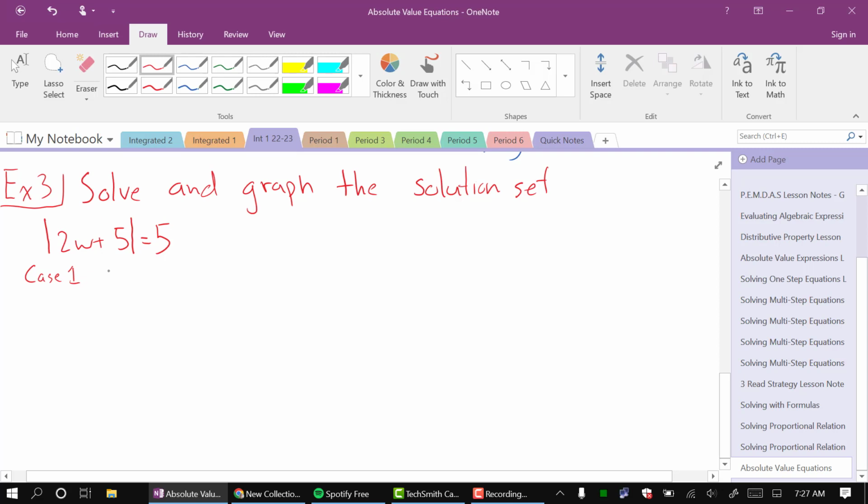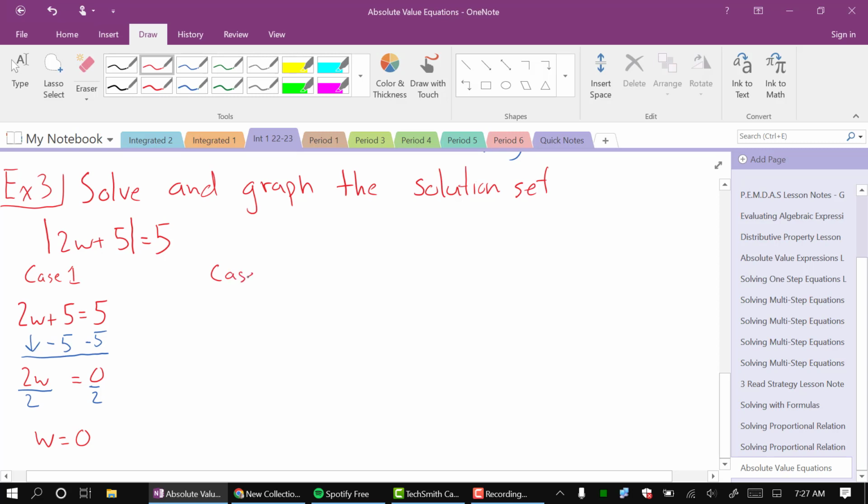What happens if this is a positive number inside this expression? So 2w plus 5 equals 5. So I'm going to solve this equation. I'm going to subtract 5 from both sides. I'm not doing anything with the variable term, so I'm going to bring that down. That gives me 2w equals 0. Undo the multiplication with division. Divide by 2, divide by 2. I get w equals 0. So my first solution is w equals 0.